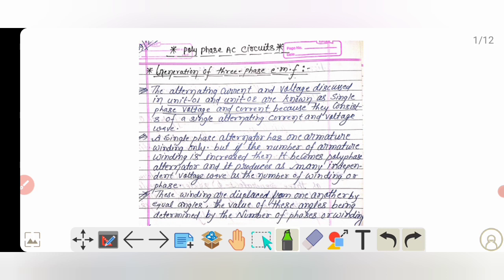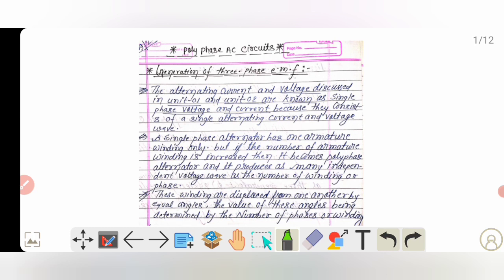Now as we know, alternators are basically used to produce electricity, and a single phase alternator has only one armature winding. As we know, there are two types of winding. The first one is armature winding and the second one is field winding. In case of a single phase alternator, it has only one armature winding. But my dear friends, if we increase the number of armature windings, then the alternator becomes polyphase. And according to the number of armature windings used, many independent voltage waves will be produced. That will basically depend on the number of windings.